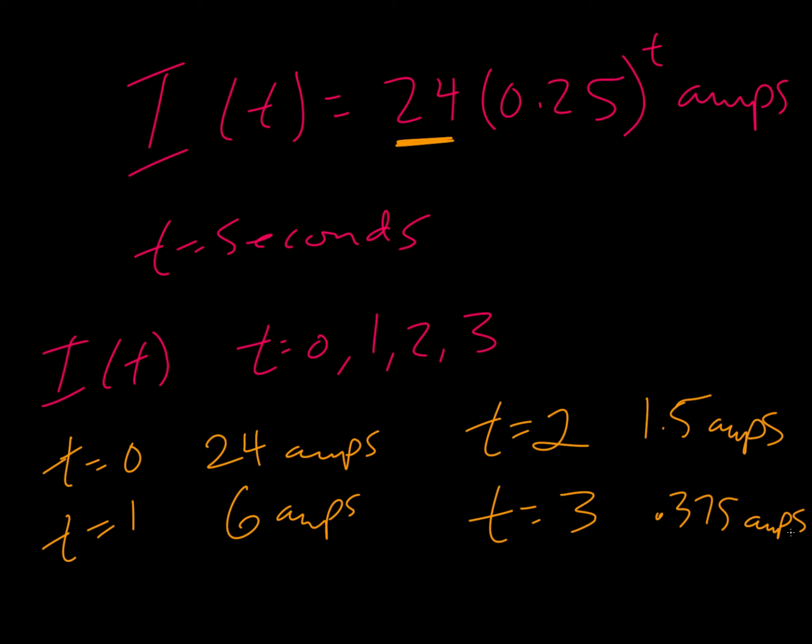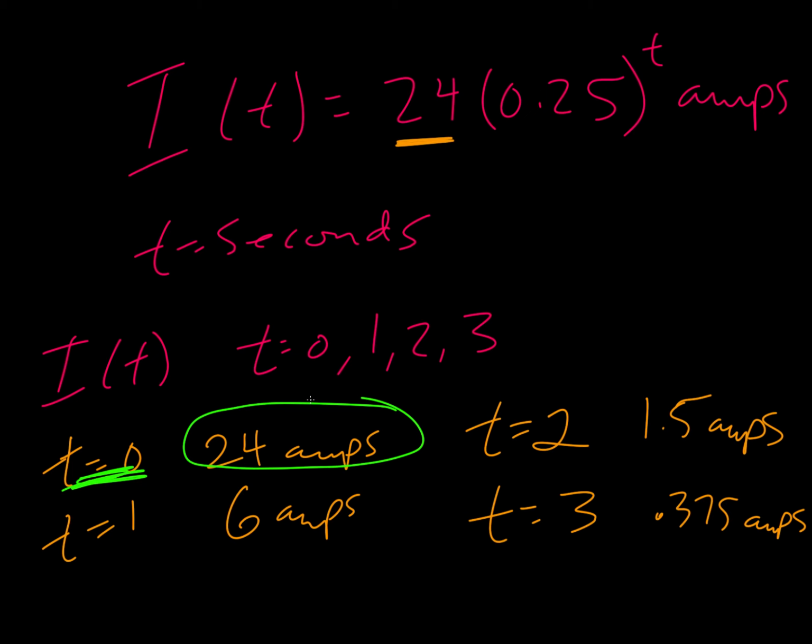We can see that it's falling pretty quick. And now we're going to move on to part B. What current flowed in the generator at the instant it was switched off? Well, if we look at everything we just found, this is the instant that it switched off, and so the answer would be 24 amps.